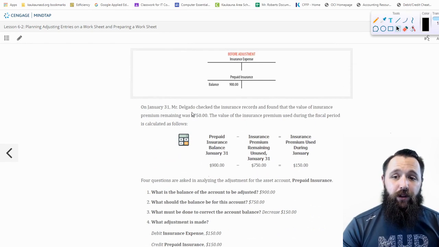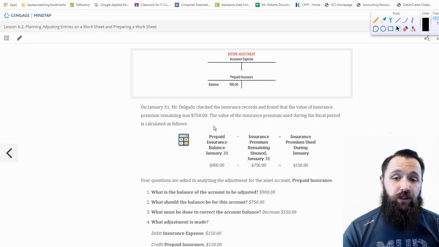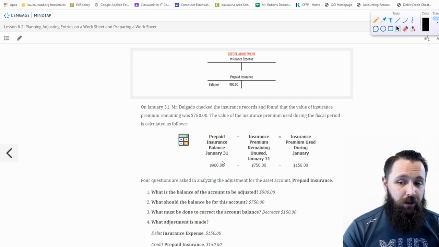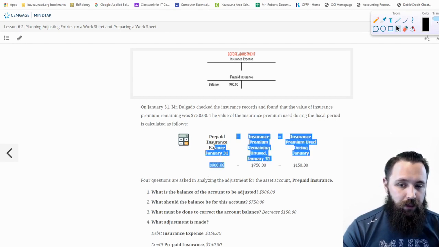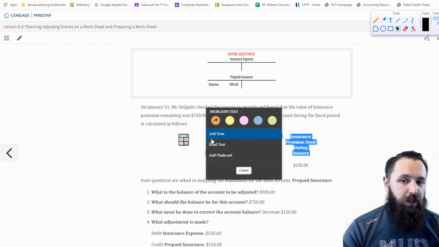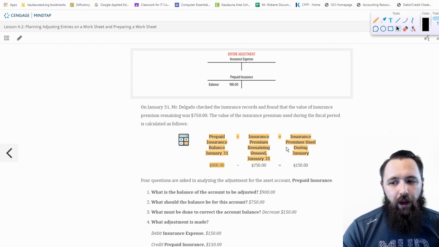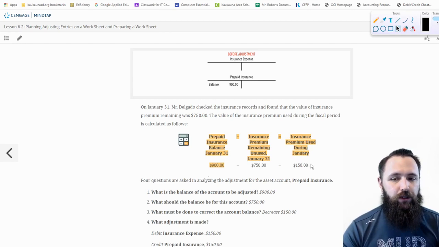So on January 31st, Mr. Delgado checked the insurance records and found that the value of insurance premium remaining was $750. The value of the insurance premium used during the fiscal period is calculated as follows. So once again, on January 31st, the balance was $900. We go in there and we say how much is still remaining, because we haven't had an adjustment yet, right? So we go in there and we're like, oh, well, we only have $750 remaining because they charged us for a month. And how much should we actually use? We find the difference. It'll be $150 as that expense.